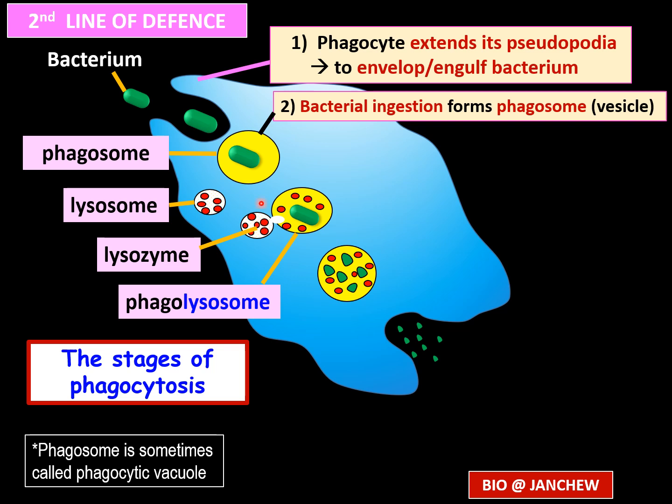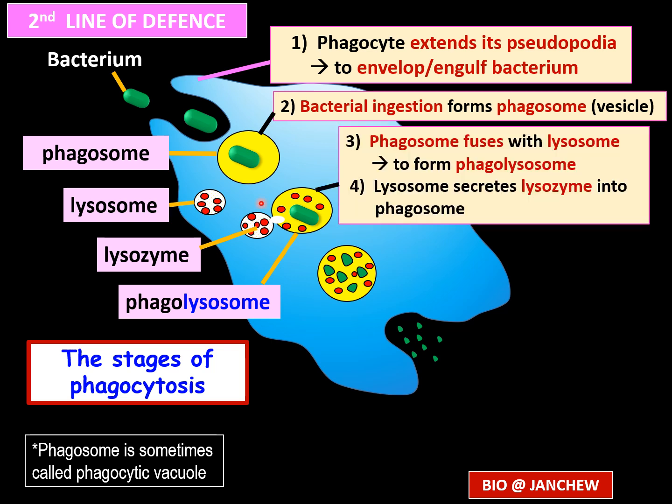So first of all, the lysosome must fuse with the phagosome. So the phagosome fuses with the lysosome to form a structure called the phagolysosome. So this is the phagolysosome. It consists of the phagosome here and the lysosome. Next, now the lysozyme can be secreted into the phagosome. So the lysosome, the organelle here, will secrete its lysozyme or enzymes into the phagosome in order to digest the bacterium.